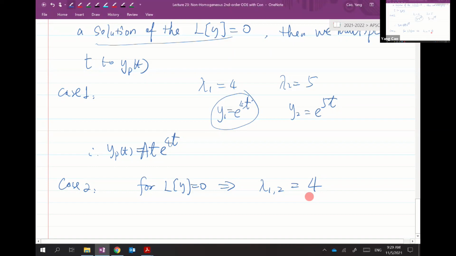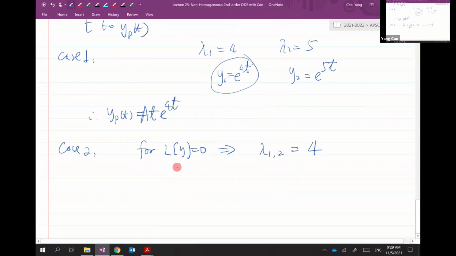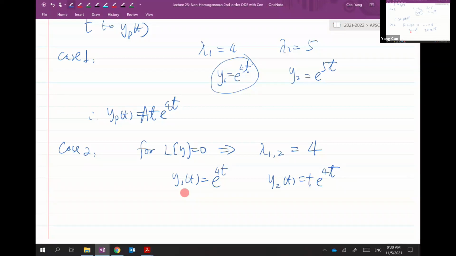And if that's the case, then the two solutions are e to the power of 4t, and the other one is t times e to the power 4t. You remember that to construct the general solution, you get y1, y2, then C1 y1 plus C2 y2. That's for the homogeneous one.